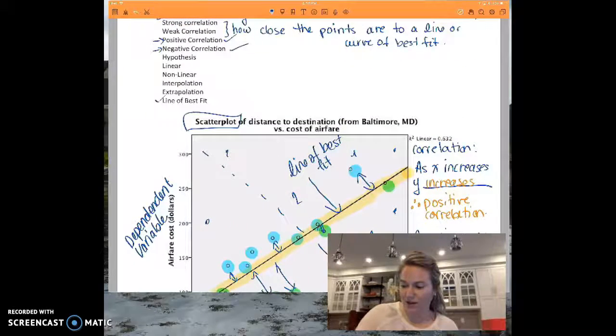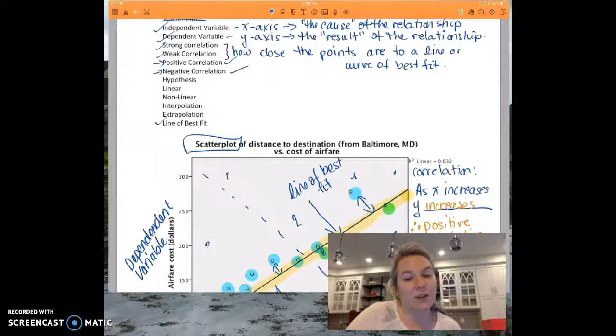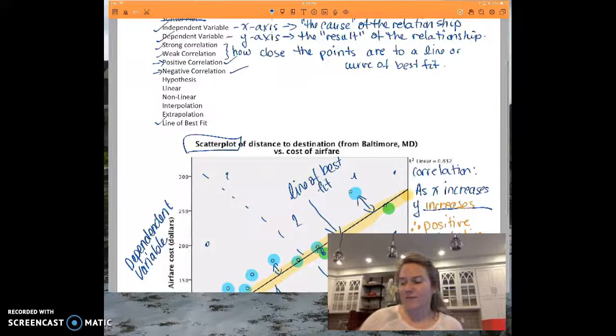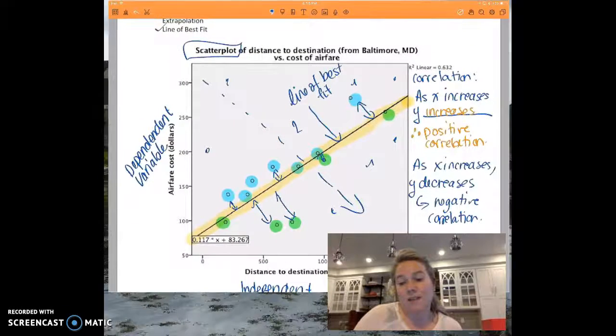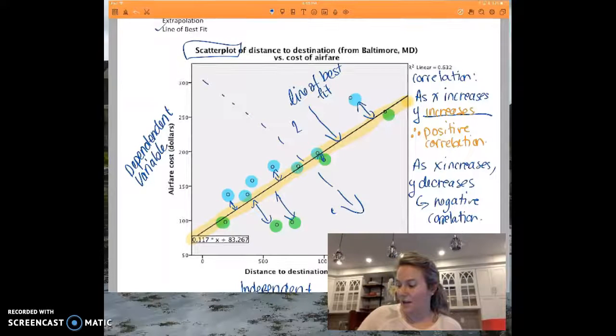Okay, so we've got line of best fit, strong and weak. Oh my goodness, we're almost getting through all the vocabulary. So linear and nonlinear. We should know this from Unit 2. If you're going to use a line to describe this, like we have here, then that is linear. A linear relationship is one that is best described using a line of best fit.